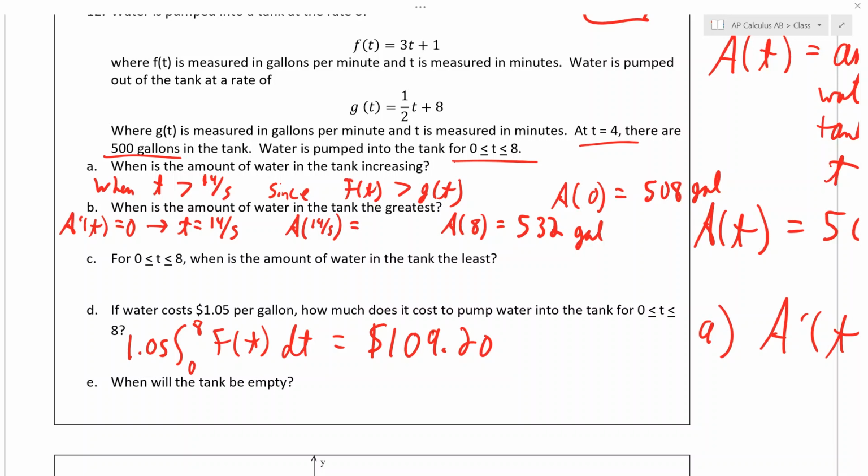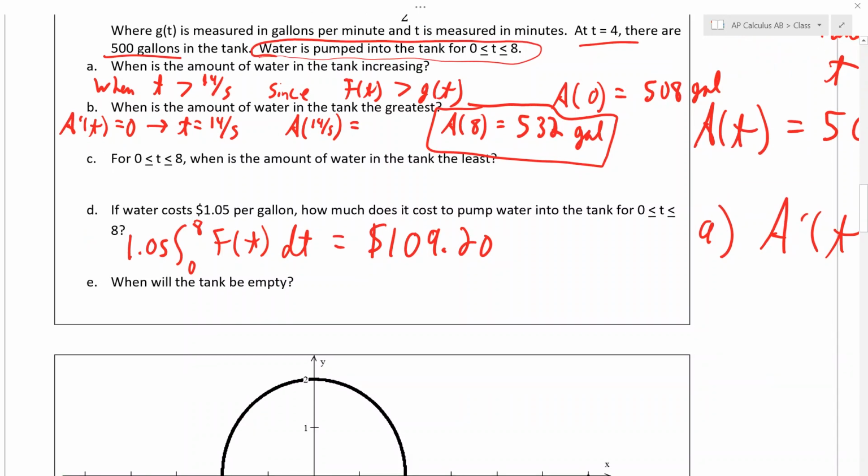Okay. And when will the tank be empty? We have to find out how much. You can do this a couple different ways. We have to find how much water went in, the same amount has to come out, plus how much was in there already. But I think the easiest way is to take how much there was at the end, which was 532 gallons. Remember, water's only pumped in from 0 to 8, but water's still being taken out. So I need the amount of water taken out after 8 to be 532 gallons. So the amount that's taken out is just this, and I need that to equal 532 gallons.